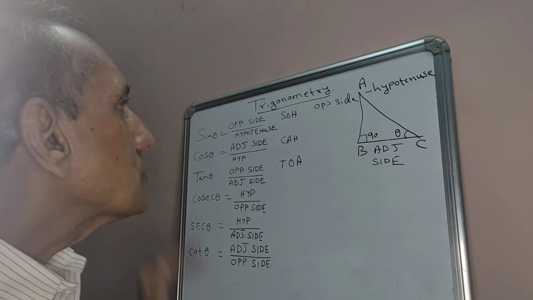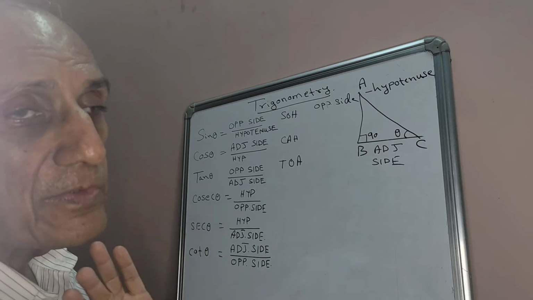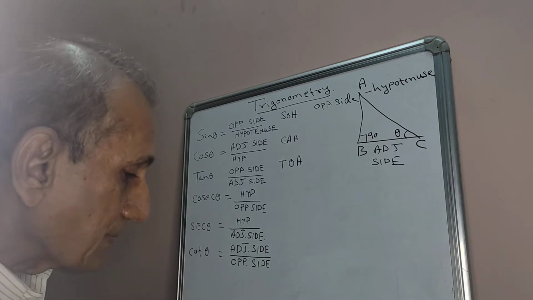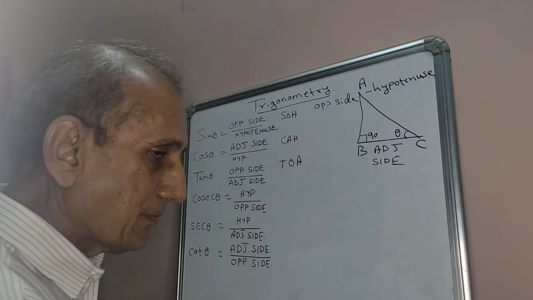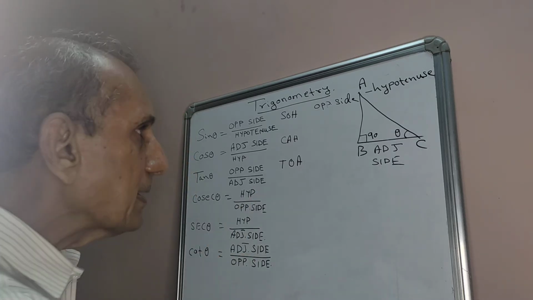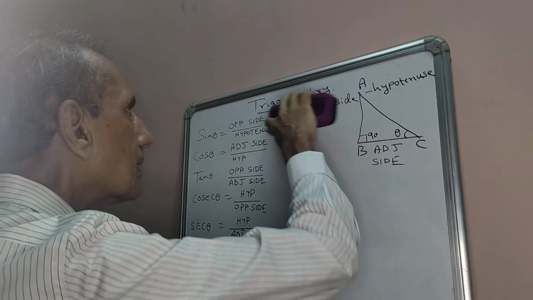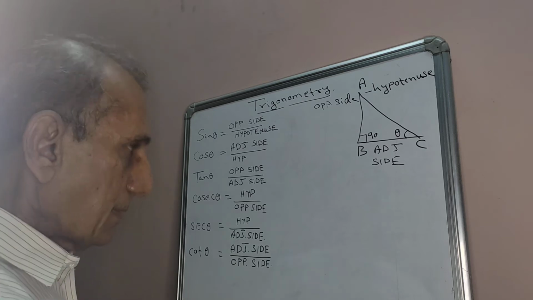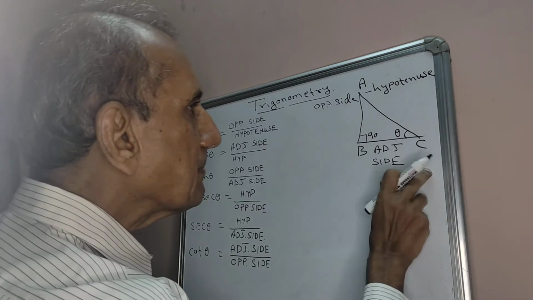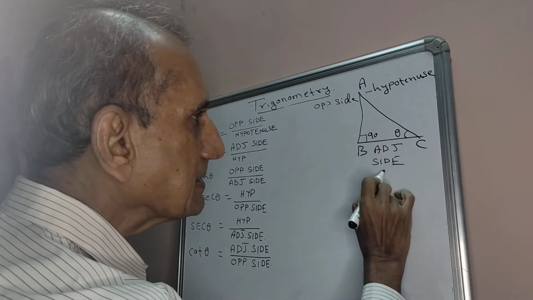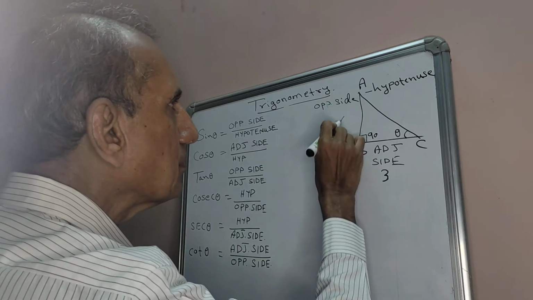So I hope so far it's clear to you. Remember, these are the basics. If you're thorough with this, the rest of the trigonometry, I'm telling you, becomes easy for you. So if you want to practice, we can practice. I'll give you some numbers and then let's see whether you can do it. Supposing I give you some numbers over here, I'll say if I measure the side BC, it is 3. This side is 4.